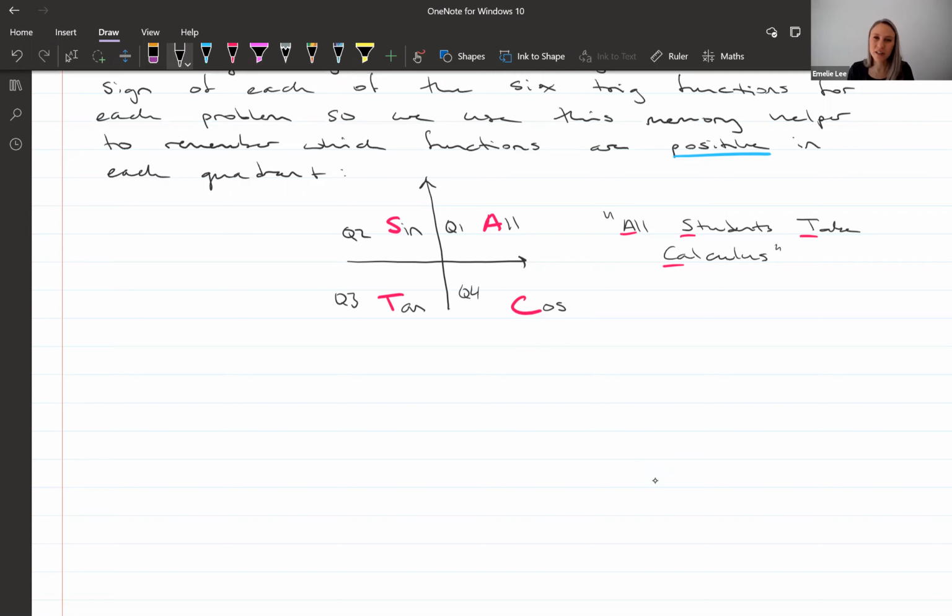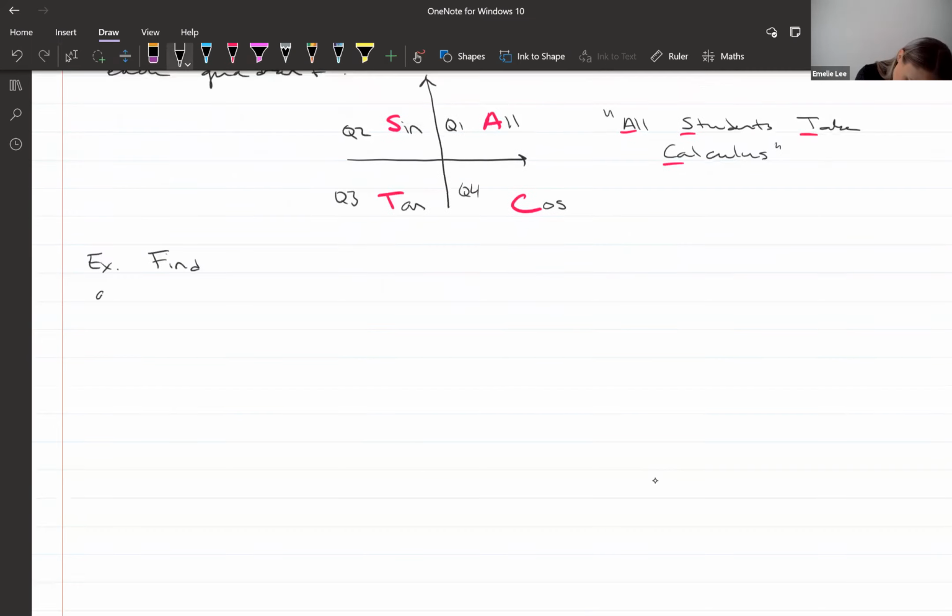So we are requiring that you're really well versed with where x and y are positive and negative on the xy plane. So let's do an example using this. If we have to find cos of 2 pi over 3. Okay, 2 pi over 3.